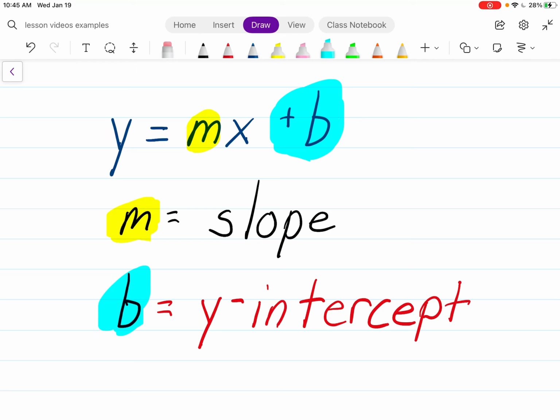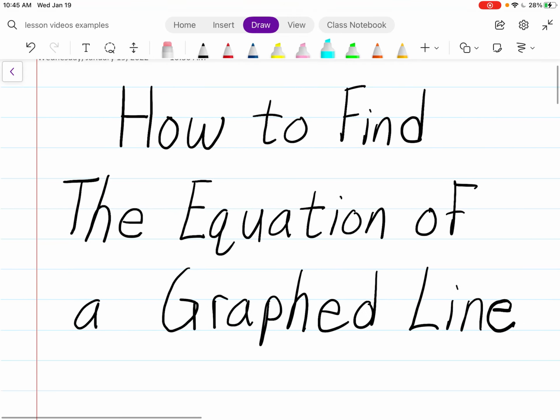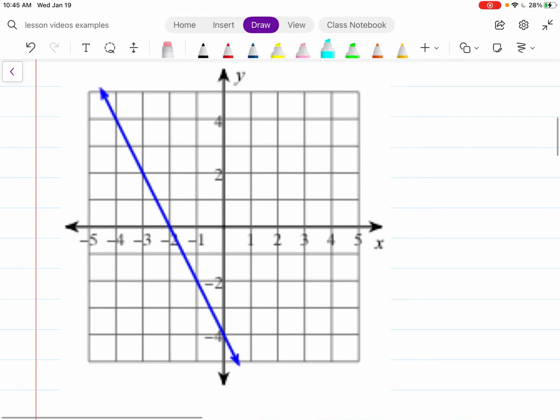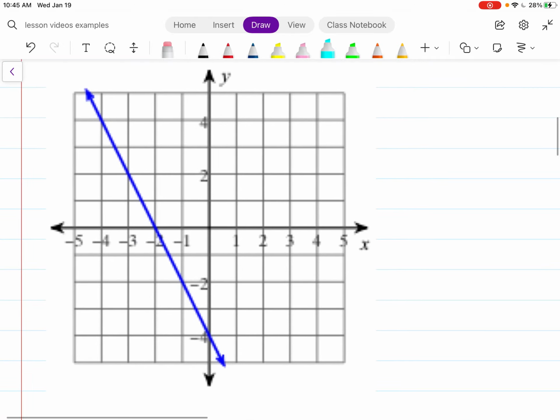So we are going to go over 5 examples of how we could find the slope and the y-intercept of a graphed line in order to put it as a linear equation in slope-intercept form as y equals mx plus b. So let's look at the first example. The first example we have is here.